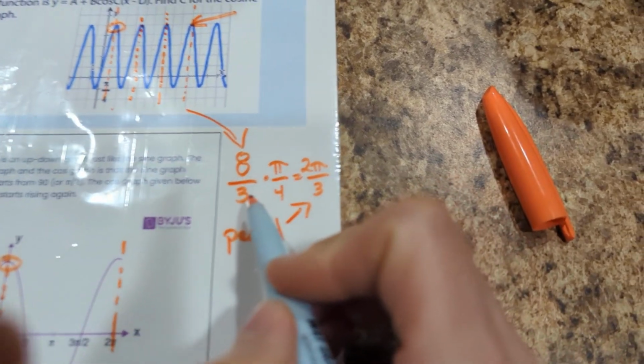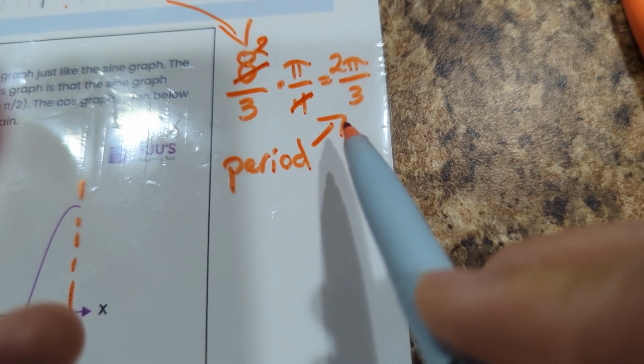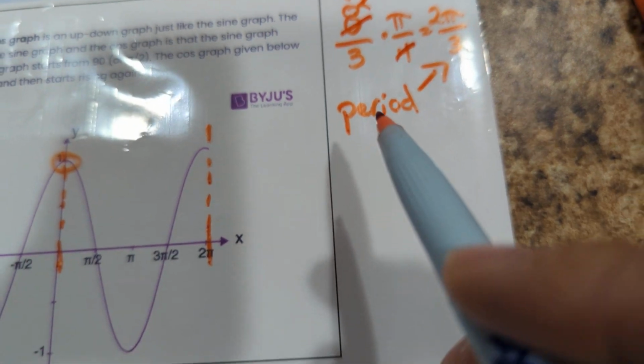So we just do the math. Obviously if you cross that out, that becomes a 2. That's where you get your 2 pi over 3. So 2 pi over 3 is our period.